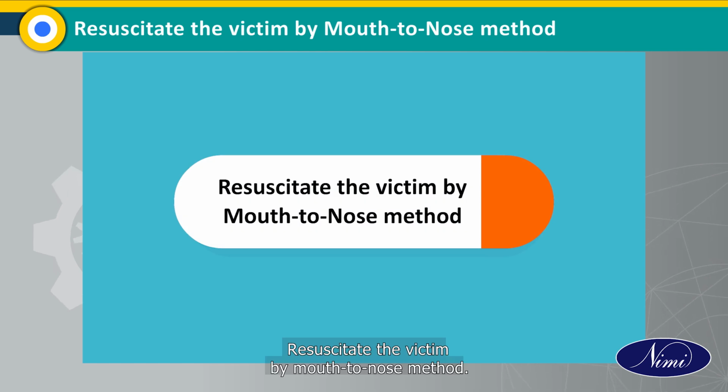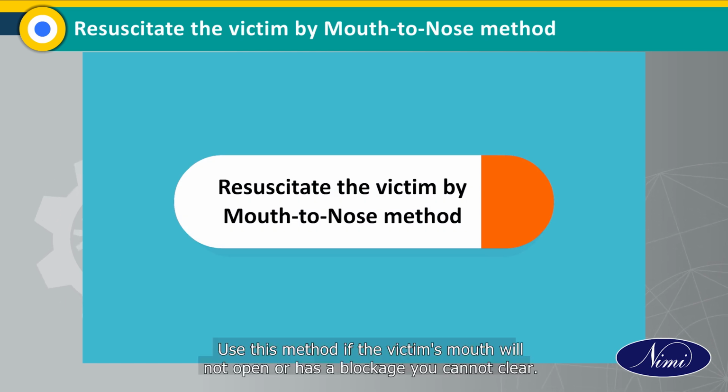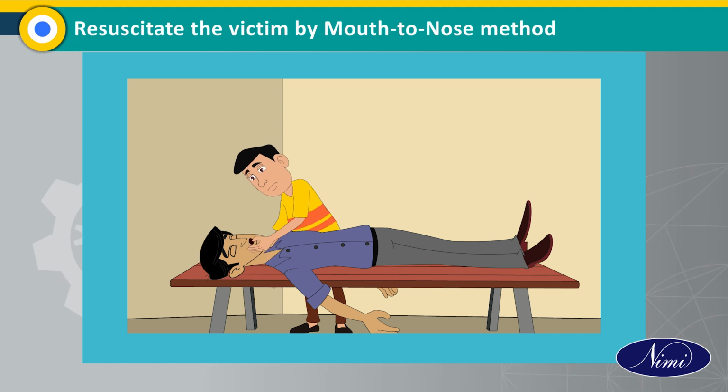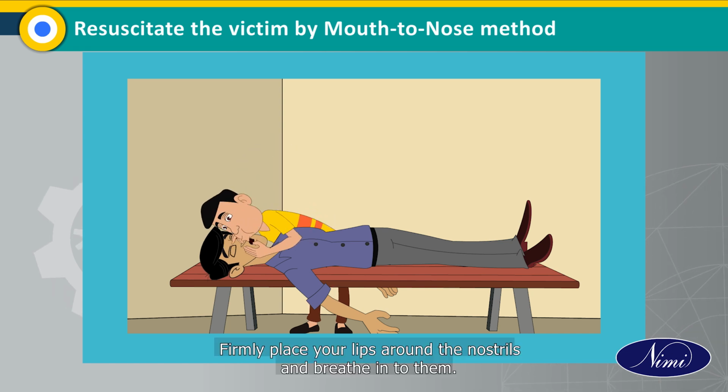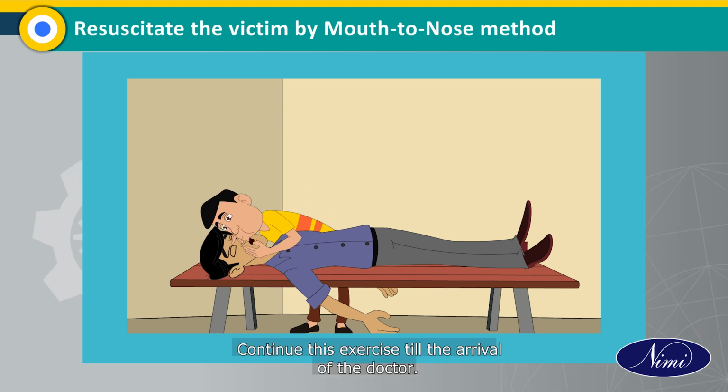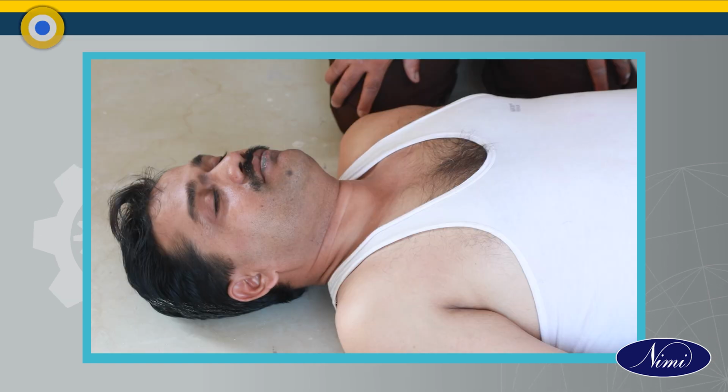Resuscitate the victim by mouth-to-nose method. Use this method if the victim's mouth will not open or has a blockage you cannot clear. Use your fingers to shut the victim's lips. Firmly place your lips around the nostrils and breathe into them. Note if the victim's chest is rising and falling. Repeat this 10 to 15 times until the victim responds. Continue this exercise till the arrival of the doctor.